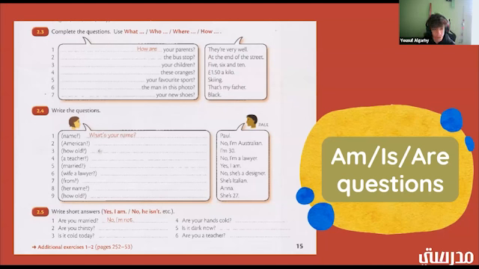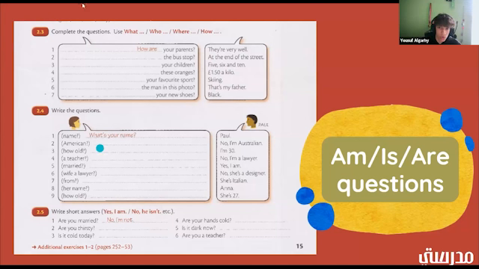All right, good, good. So here we're just going to write normal short answers. Okay, so you can say, yes, I am. No, I'm not. No, he isn't. Anything like that. Okay. So number 2, are you thirsty? No, I'm not. Okay, good. Is it cold today? Yes, it is. Good.